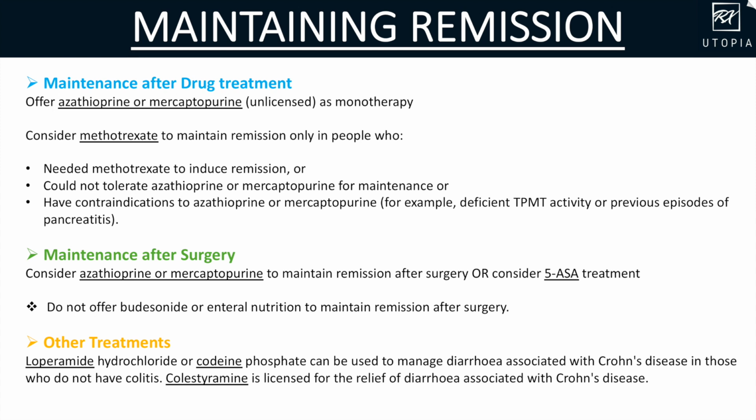Azathioprine or mercaptopurine as unlicensed indications can be used as monotherapy to maintain remission when previously used with a corticosteroid to induce remission. They may also be used in patients who have not previously received these drugs, particularly those with adverse prognostic factors such as early age of onset, perianal disease, corticosteroid use at presentation, and severe presentations.